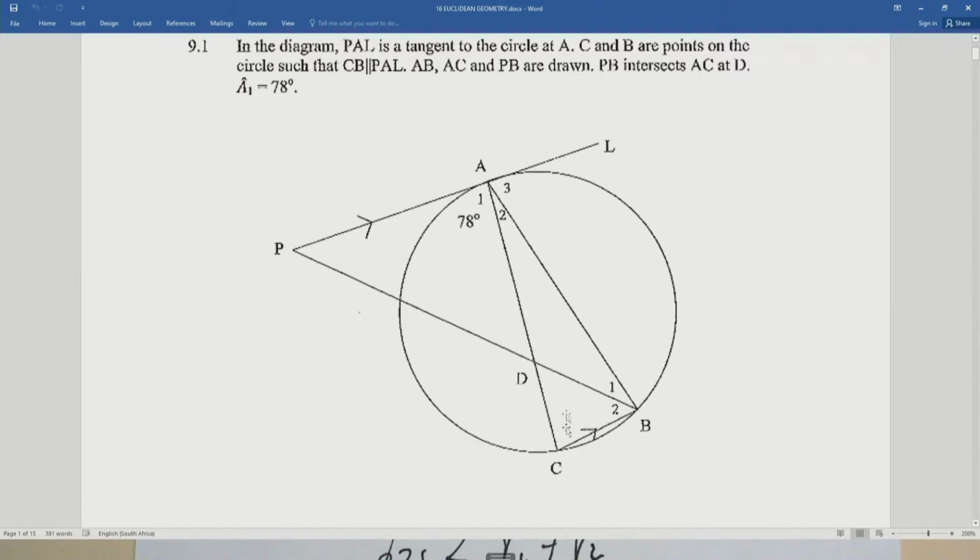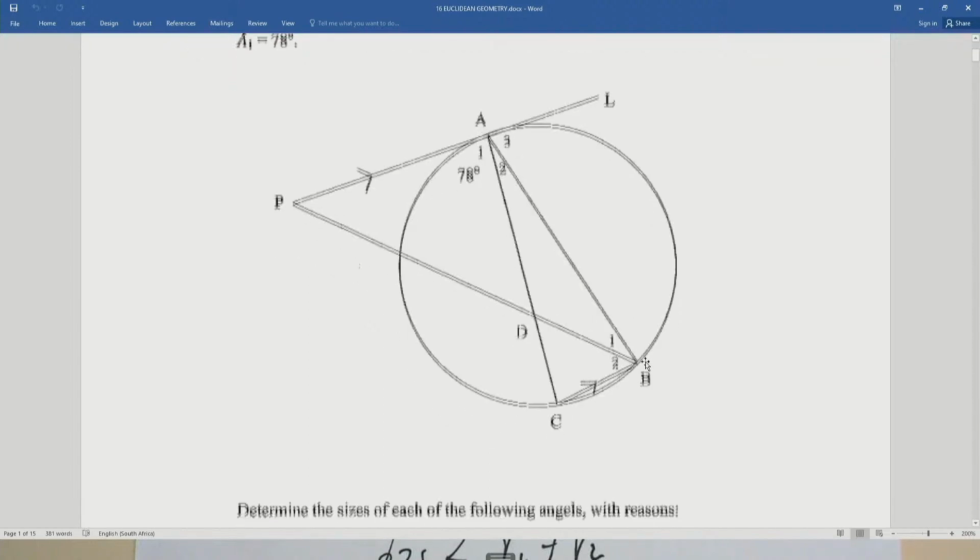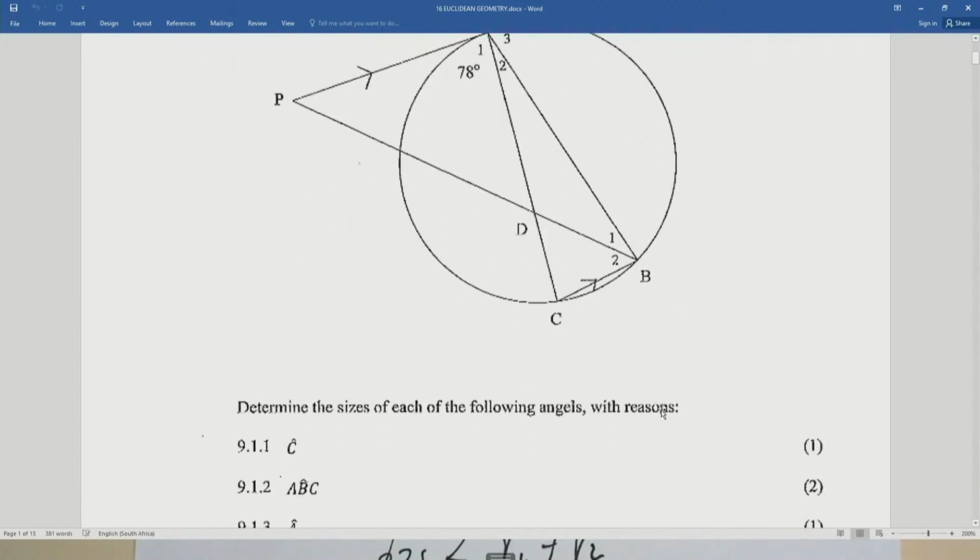Please learn to make your sketch very, very neat. You have this one here, which is also 78. If it's this one, then indicate that it is also 78. And then after that, you can see C. Then after that, you make sure that before you even look at the questions, you do everything on the sketch. And then after that, now you can answer.